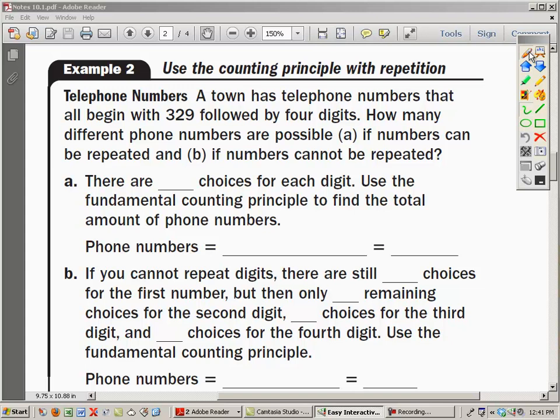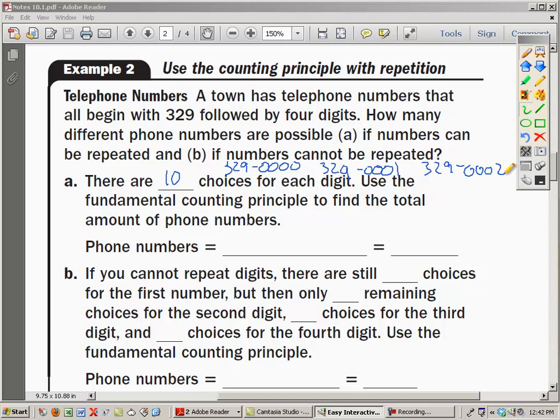So if numbers can be repeated in part A, there are 10 choices for each digit. Their phone number could be 329-0000. Could be 329-0001. 329-0002, etc., etc. There's a whole bunch of different phone numbers.